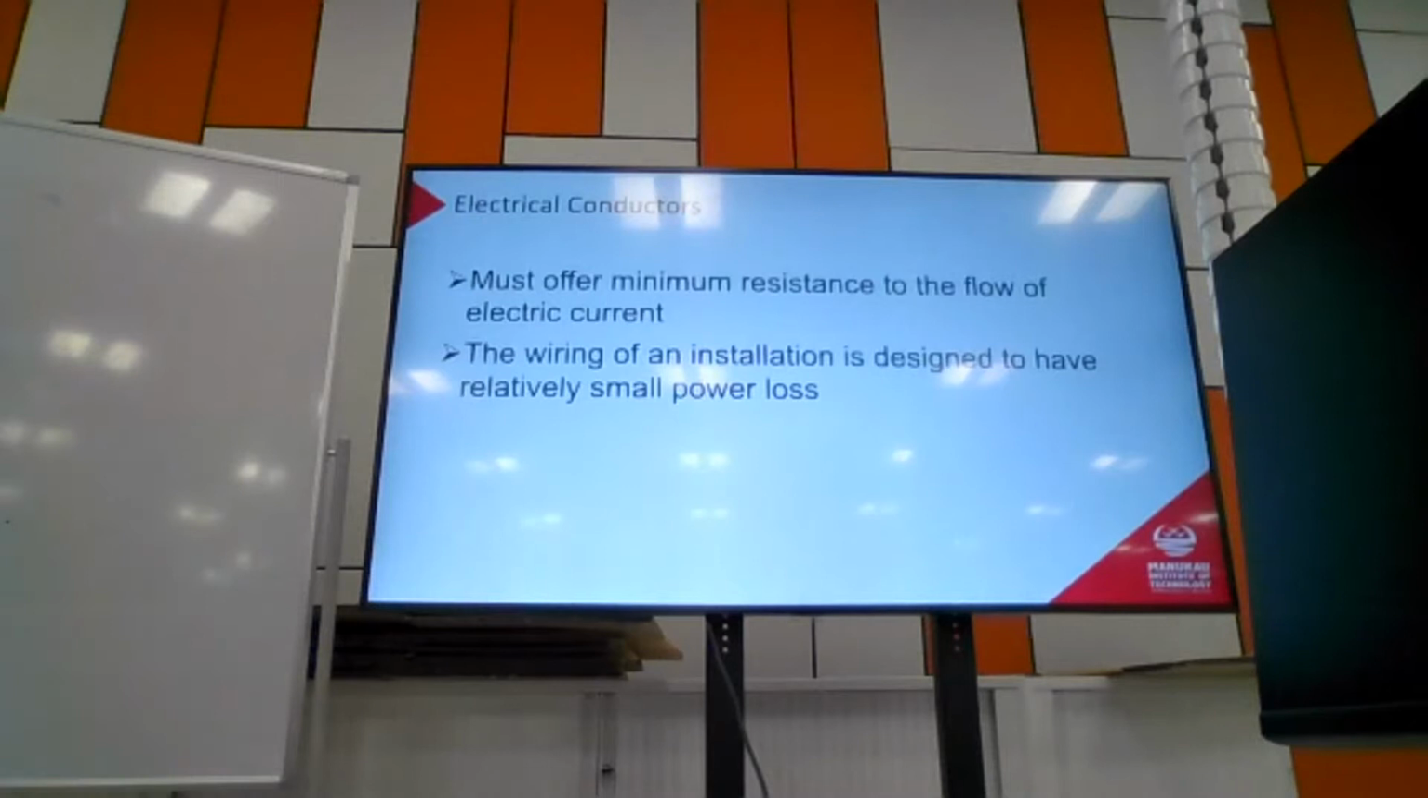And the wiring of an installation is designed to have relatively small power loss. What do we mean by that in relation to the resistance of our wires? If I have too much resistance in my conductors, what's that going to do in terms of power loss? Yeah, we're going to have a volt drop loss. And if we've got a volt drop loss across our cable, then we must have power being consumed, because power equals volts times amps, right?